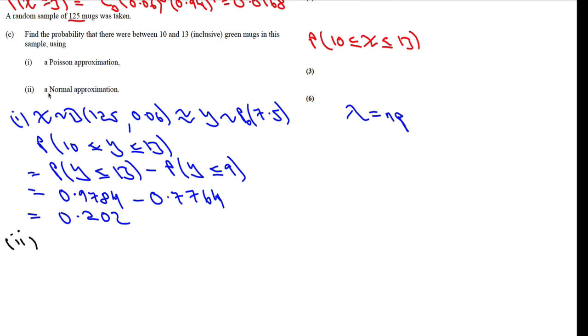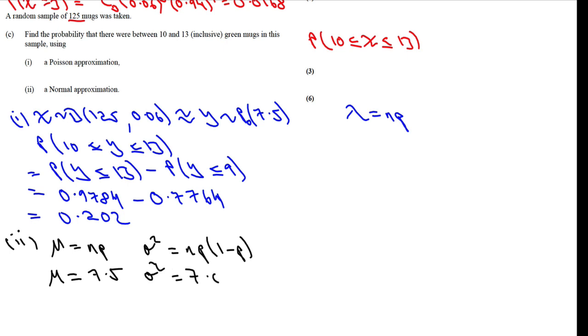Right, so we're going to approximate using a normal here. And if we remember, I can approximate the normal when mu equals np and sigma squared equals np times 1 minus p. So mu is np, so in this case mu is going to be 7.5, and sigma squared, when we plug this in, we're going to get 7.05. That's the first part done.